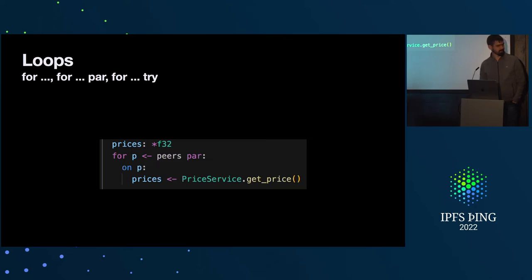The next concept is loops. We have for loops, and we have three different types of for, actually. There is for, sequential for, that waits for execution and then goes to the next one if there were no errors. We have for par that runs execution of all the branches in parallel. And we have for try that iterates until the first cycle yields something. So in this case, we take all the peers and do the calculations in parallel.